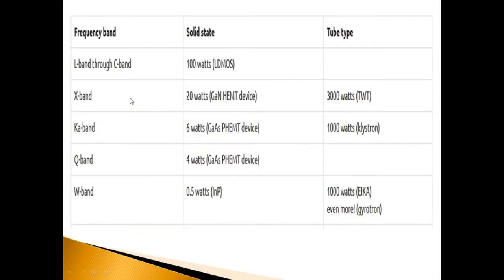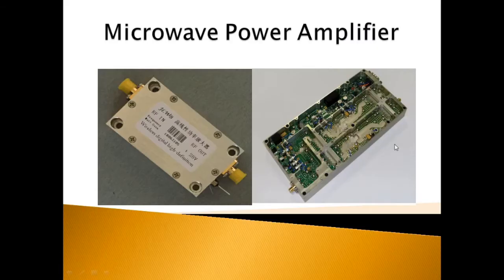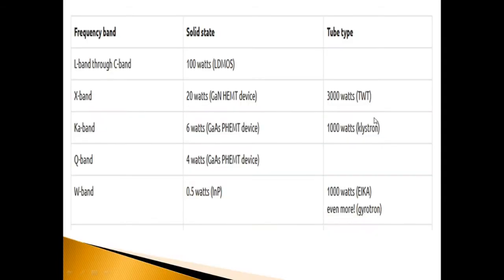These are the frequency ranges where this microwave power amplifier is especially utilized, from L band to W band, that is from 1 GHz to 110 GHz. Basically there are two types of model. One is the solid state model, another one is the tube type microwave power amplifier model. This one shows a solid state microwave power amplifier model in the radio frequency range. By using these two types, we will get increased power from milliwatts to more than 3000 watts.